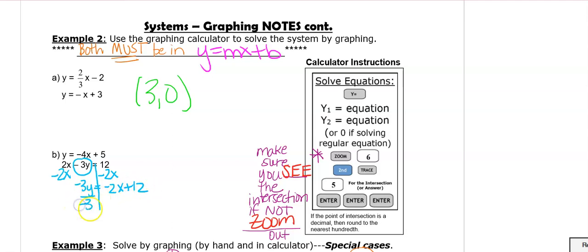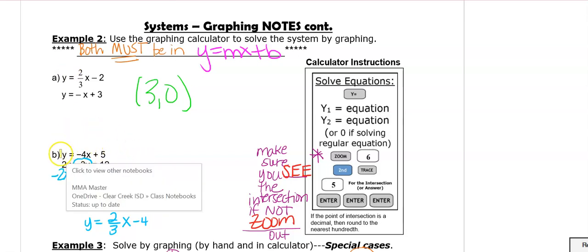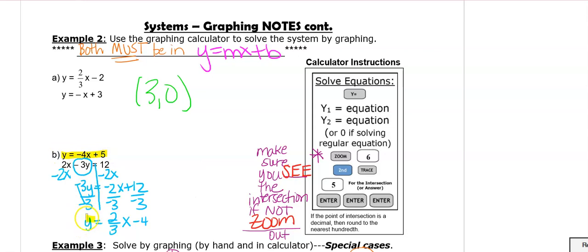When the negative 3 and the y are right next to each other, they're multiplying. So to get rid of multiply, you divide. And I'm left with that becomes a positive 2/3 x minus 4. So now I have my 2 equations that I'm going to put into the calculator right here. So those are my 2 equations I'm going to put in the calculator.